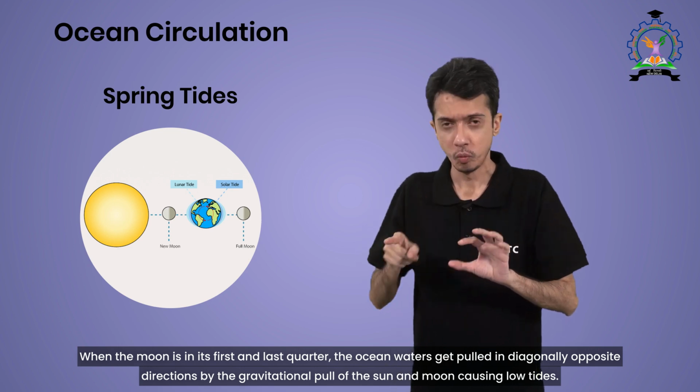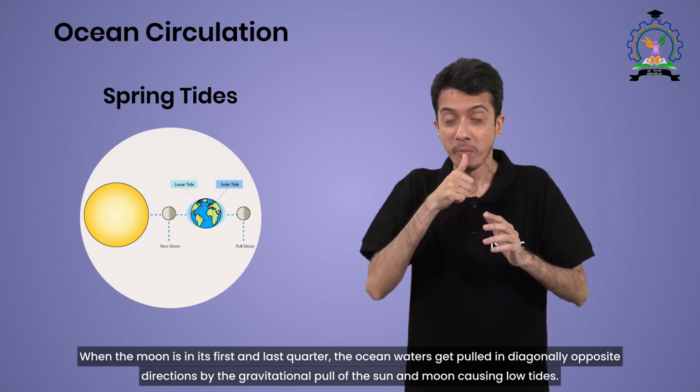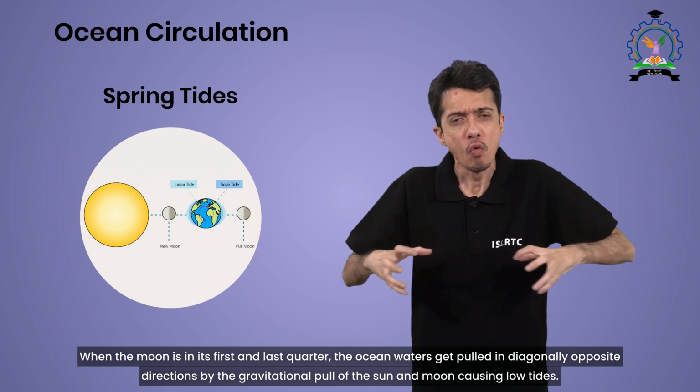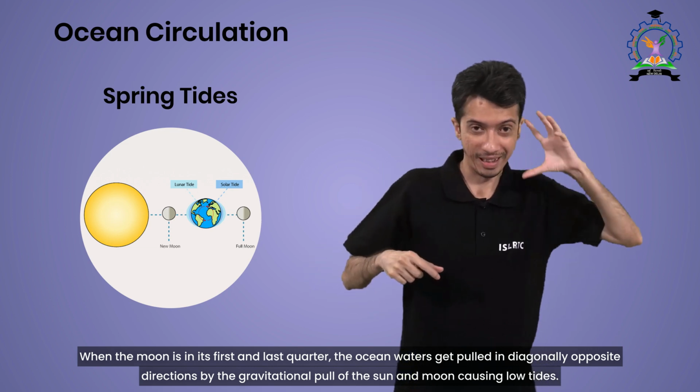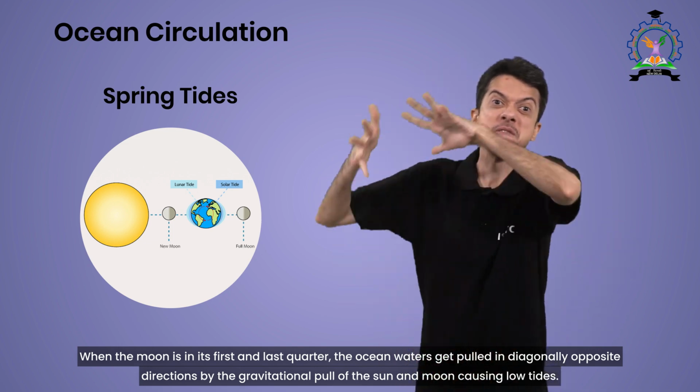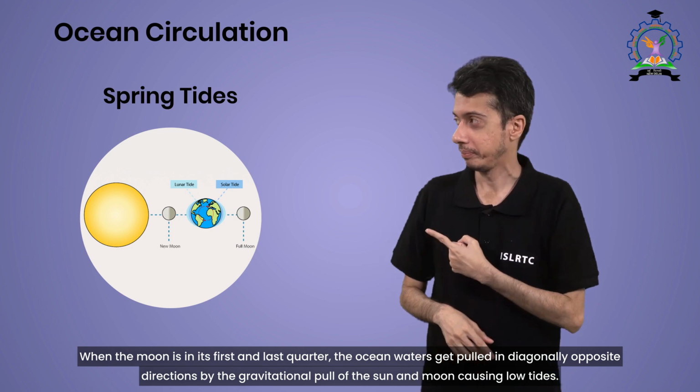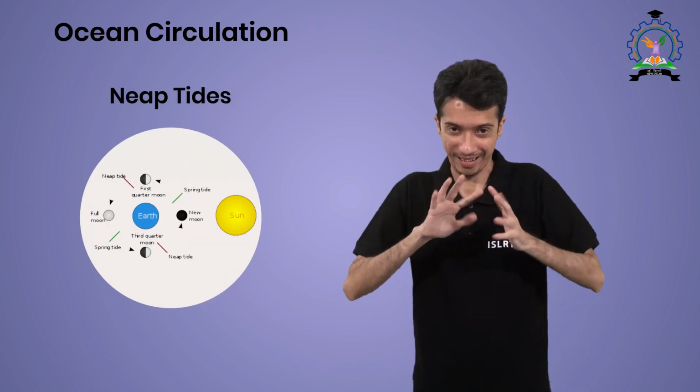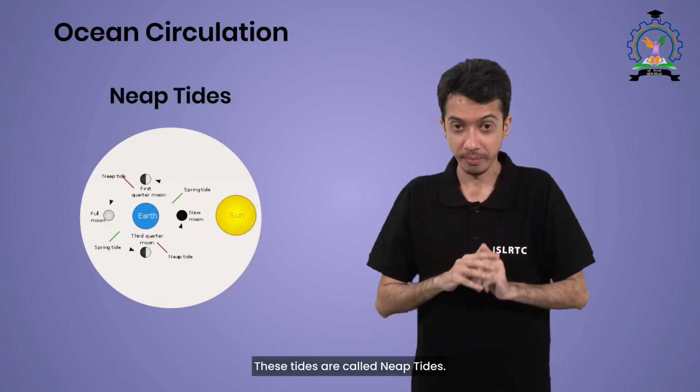When the moon is in its first and last quarter, the ocean waters get pulled in diagonally opposite directions by the gravitational pull of the sun and moon, causing low tides. These tides are called neap tides.